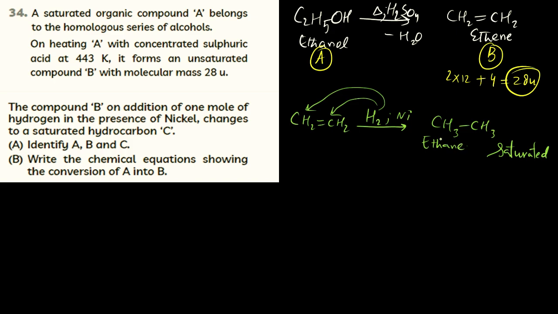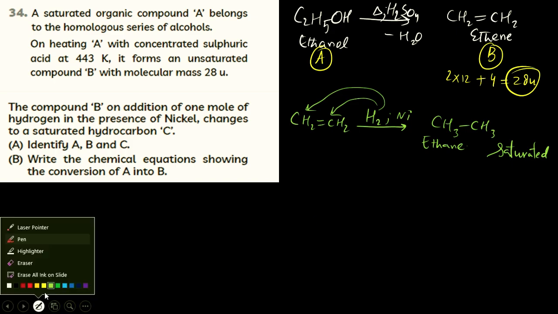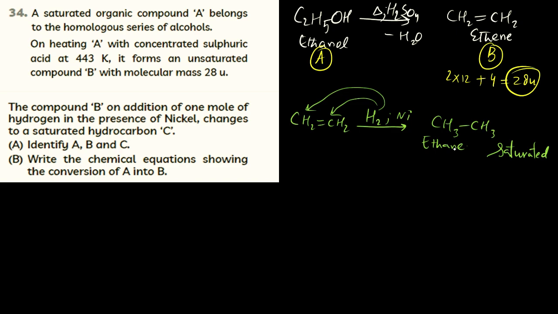Okay, we got it. So we have to identify A, B, and C. A and B are already identified. Now we are identifying C, that is ethane. Write the chemical equation showing conversion of A into B. So here is your equation A to B.